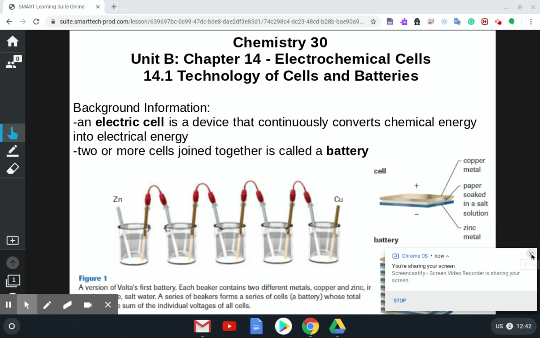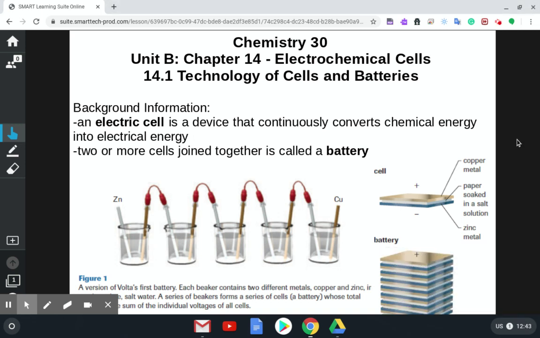Okay, Chem 30, here are your notes on section 14.1. We know how to balance our redox reactions and all of that. Now we're going to actually look at application. Where do we use redox? Why does the transfer of electrons matter? So that's chapter 14.